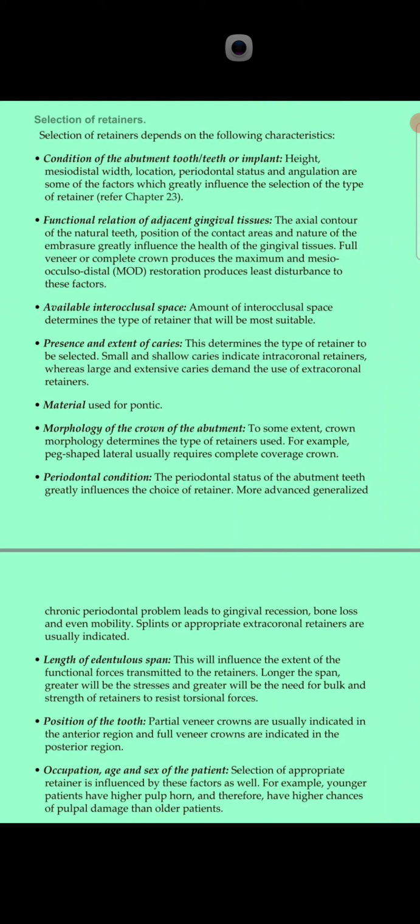Next is the position of the tooth. Partial veneer crowns are usually indicated in the anterior region, and full veneer crowns are indicated in the posterior region. If we give a retainer in a bridge in the anterior region, then in extracoronal retainer we should make partial veneer crowns. But in posterior teeth we give full veneer crown.